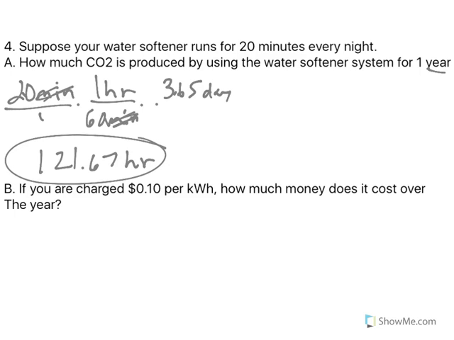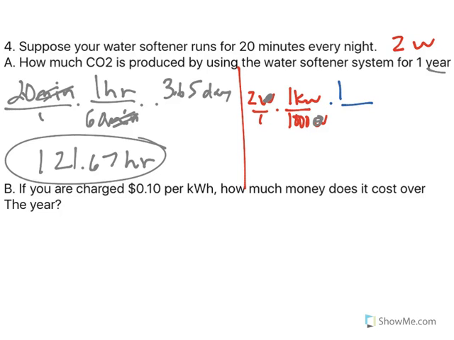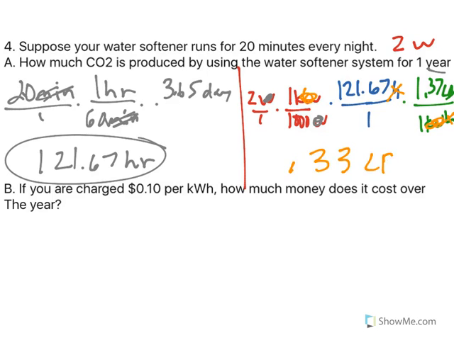The water softener uses 2 watts, which seems really low, but I checked it and it's true. So if we use 2 watts and then 1 kilowatt over 1,000 watts, that makes our watts go away. Then how many hours? Well, we just found 121.67 hours. And once we have kilowatt hours, then we can do the 1.37 pounds over 1 kilowatt hour. Kilowatts cancels out with kilowatts, hours cancels out with hours. Do the math, and that is 0.33 pounds of CO2. Not a whole lot.